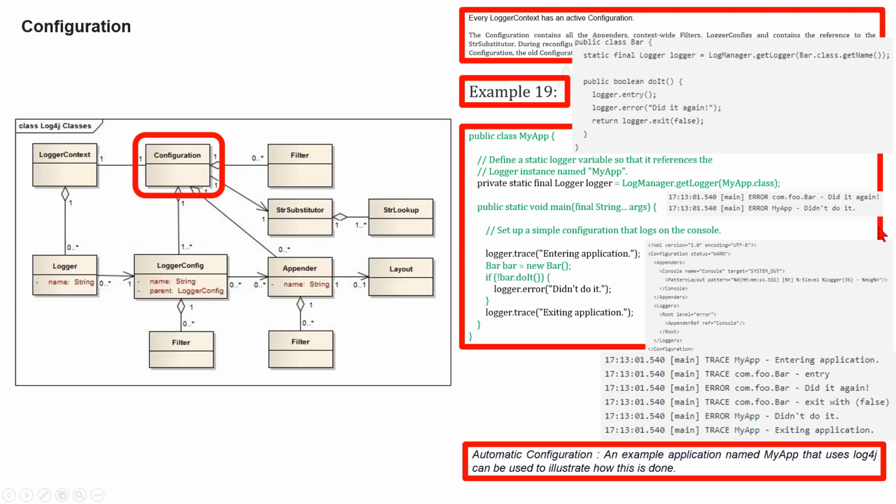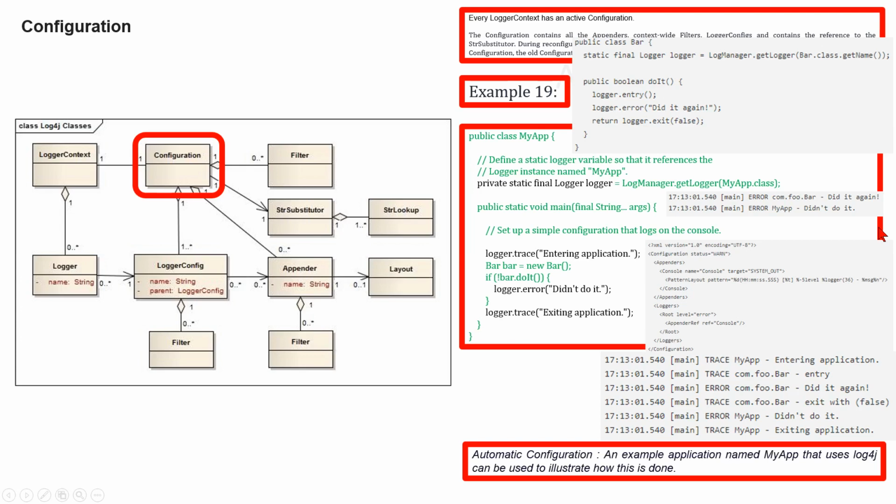3. If no such file is found, the YAML ConfigurationFactory will look for log4j2-test.yaml or log4j2-test.yml in the classpath. 4. If no such file is found, the JSON ConfigurationFactory will look for log4j2-test.json or log4j2-test.jsn in the classpath. 5. If no such file is found, the XML ConfigurationFactory will look for log4j2-test.xml in the classpath.